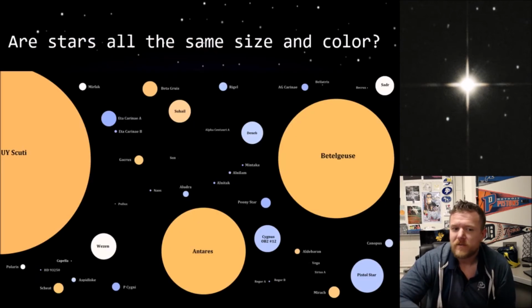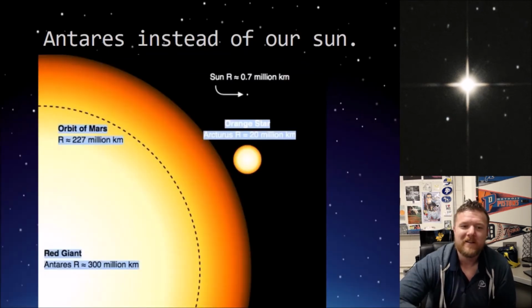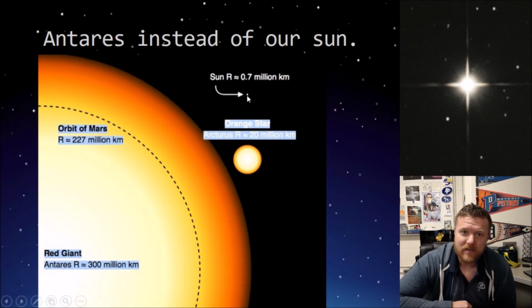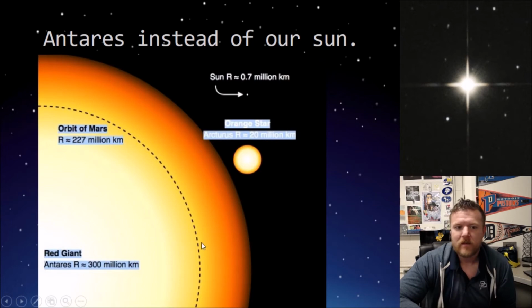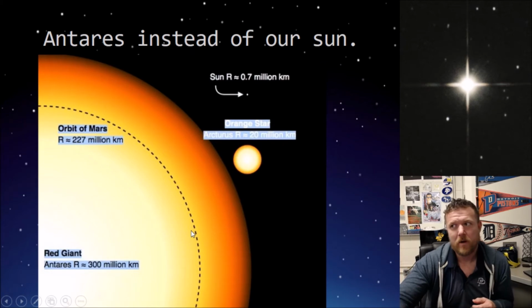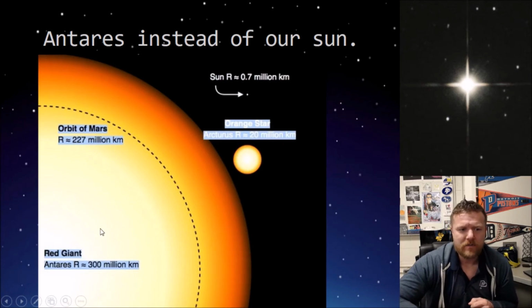So there are some stars out there that are absolutely ginormous. Here's our sun, and this is Antares. Not even the biggest star, but this is Antares. And if you put Antares where our sun is in our solar system, well, the orbit of Mars would be right here. So this star would actually extend out past where Mars orbits. So we would actually be in here towards the center of the star.